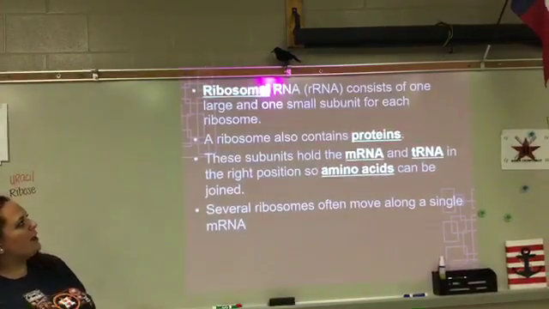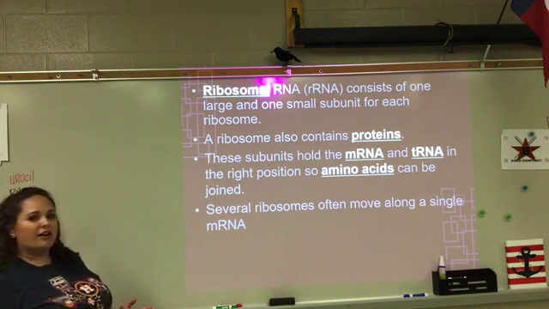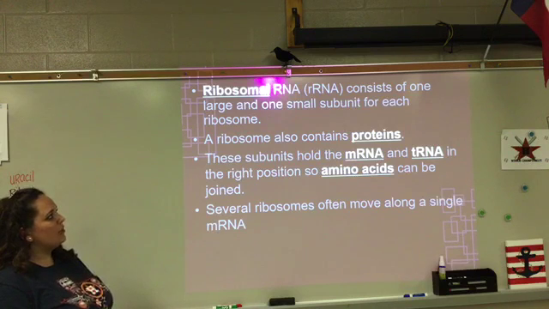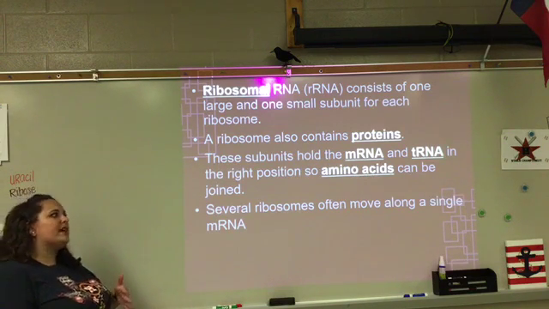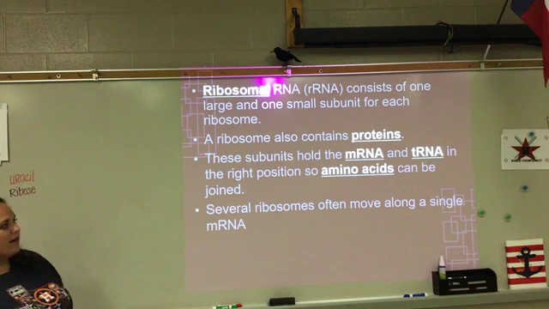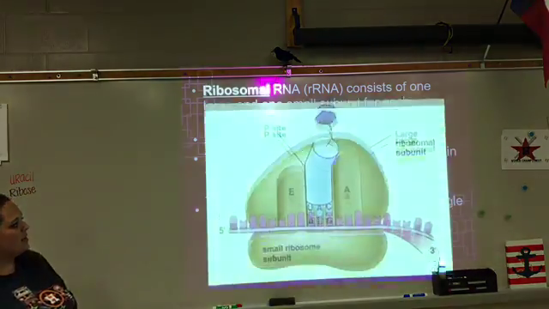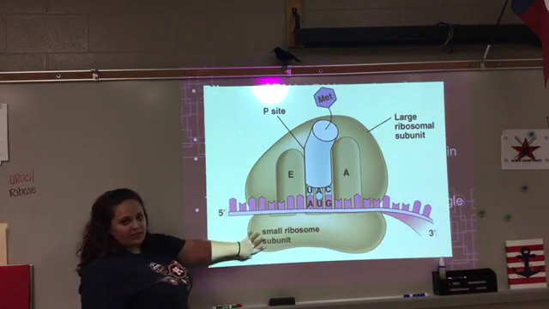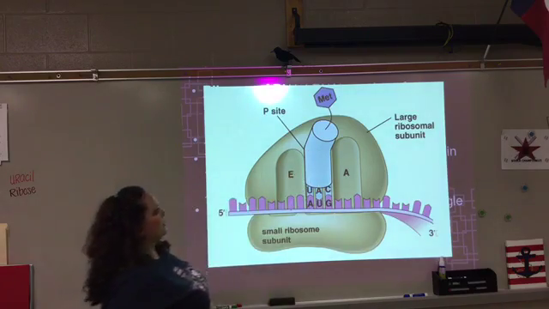So ribosomal RNA, I mentioned that just a second ago. It's rRNA. It consists of 1 large and 1 small subunit for each ribosome. The ribosome also contains proteins, and it's those 2 subunits that are going to hold the mRNA and tRNA in the right positions so that the amino acids can be joined together. Oftentimes you have several ribosomes moving along that single strand of mRNA. So again, here's your small subunit of the ribosome, and the large, they're holding the mRNA and the tRNA molecule in place.